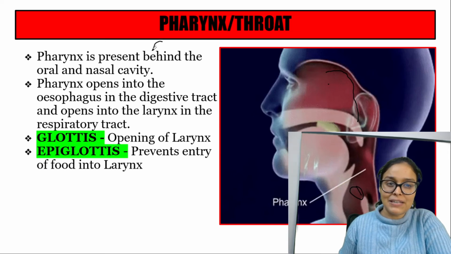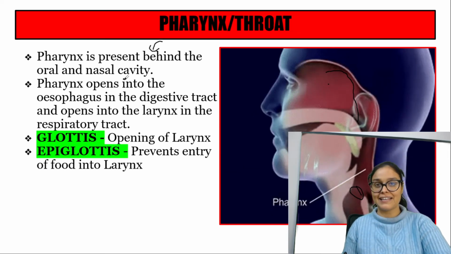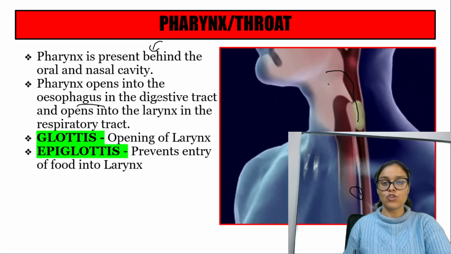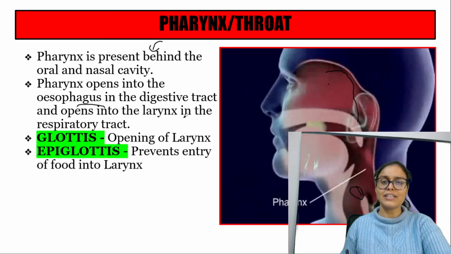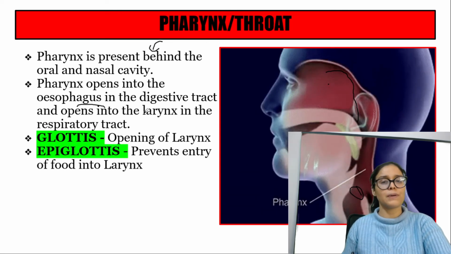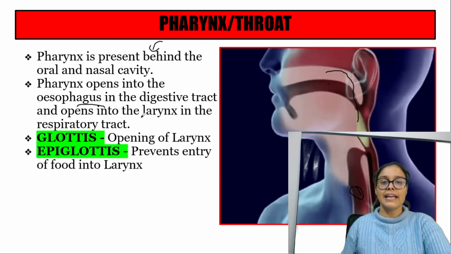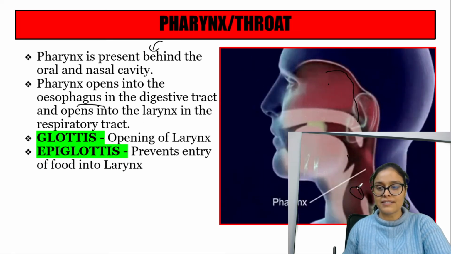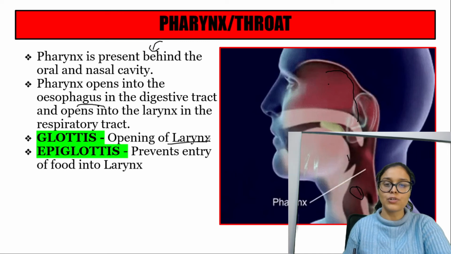So pharynx present behind the oral and nasal cavity, that we know, and pharynx opens into the esophagus in the digestive tract, right? So obviously it will open into the esophagus, and then esophagus opens into the stomach, we know it. And you know what, we already know this is actually the glottis. This opening of the larynx is glottis.